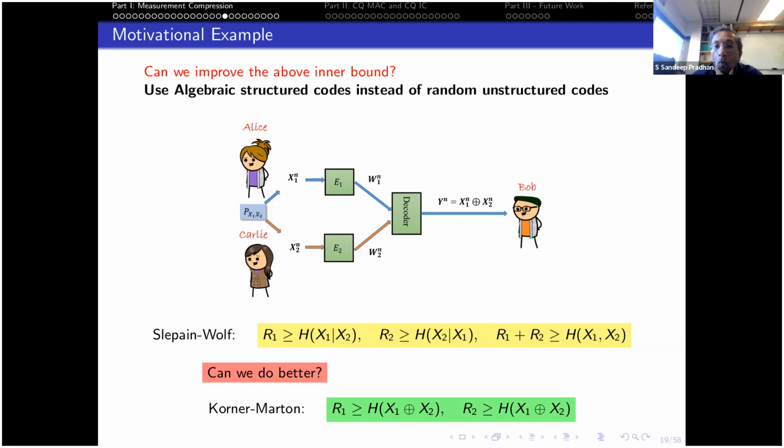And suppose Bob is at the weather station, the central processing unit, and Bob wants to note only the difference of the temperatures. He doesn't want to know the actual temperature, but only the difference. So how do we compress? This is what we call a computation: x1 plus x2, for the case of binary.